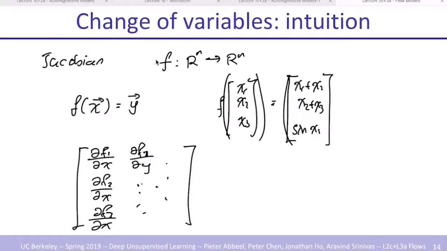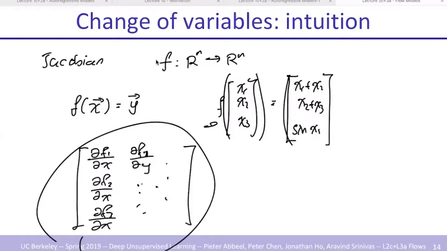So essentially this part will tell us how much F changes our input by in all possible directions with respect to all possible inputs, okay? All possible dimensions of the input, right? So that is clear? Okay. Any question?